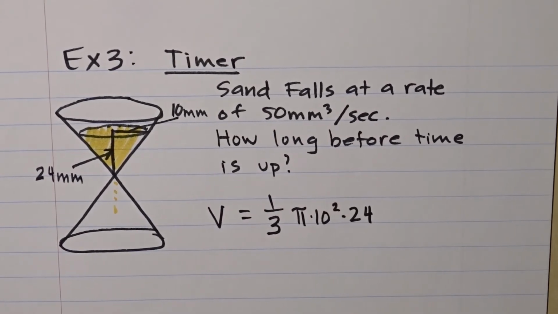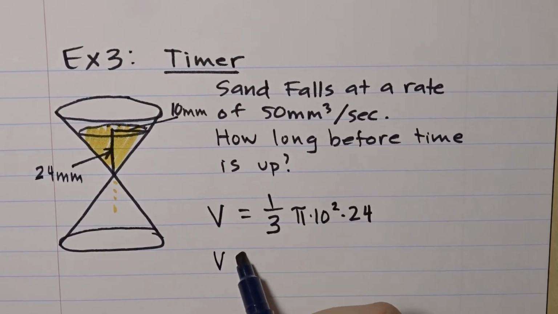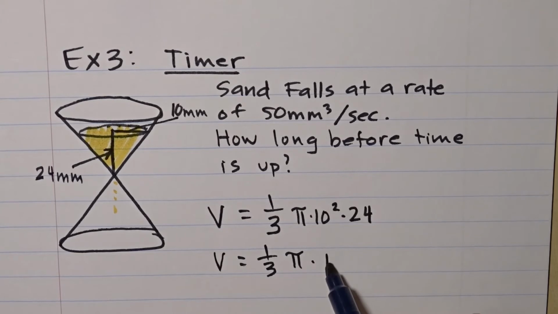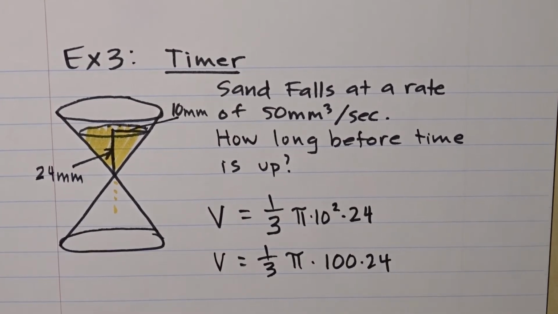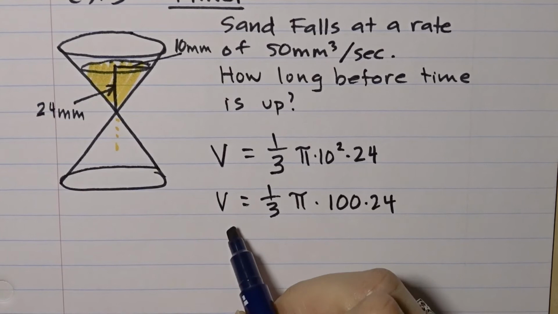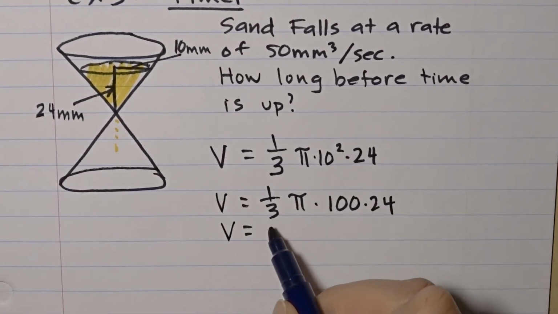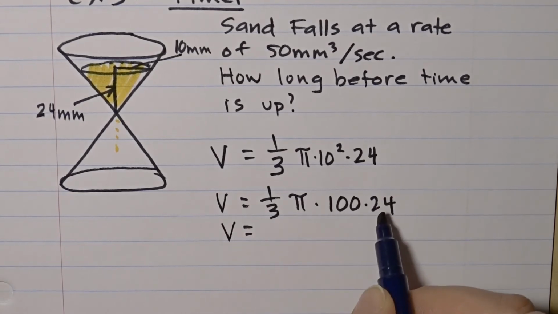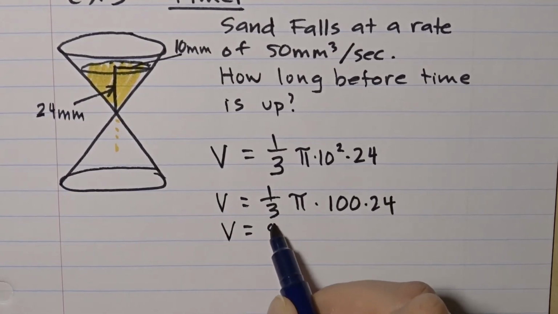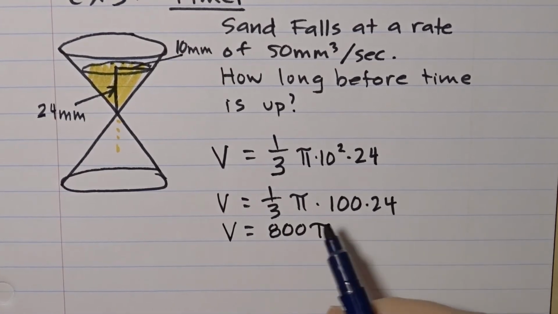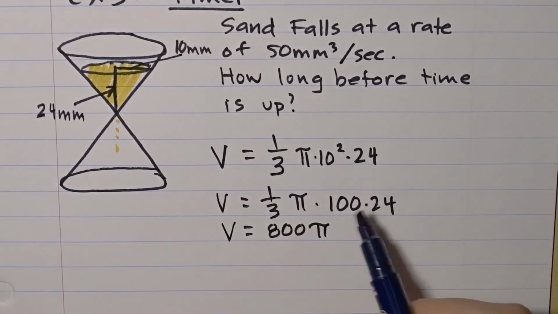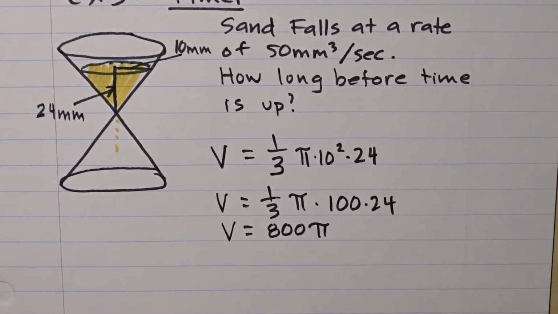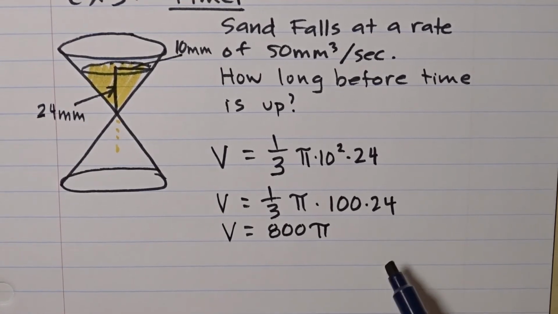Okay, and then from there we do 1/3 pi times 100 times 24. 10 times 10 is 100. And then you get volume equals, well, 1/3 of 2,400. That would be 800 pi. I'm just doing all the numbers first. 1/3 of 2,400 is 800.